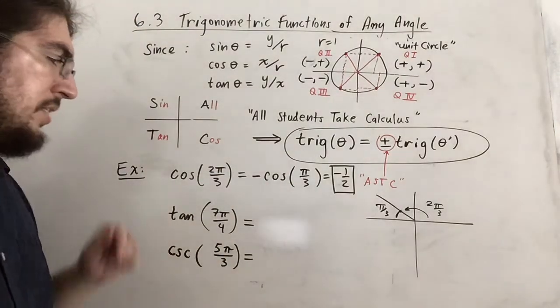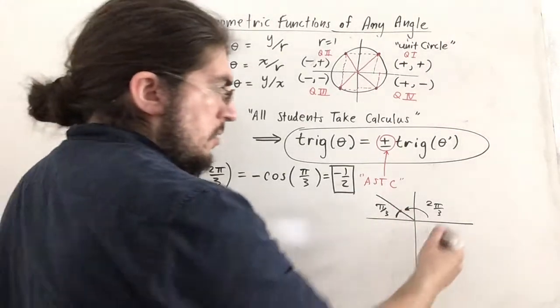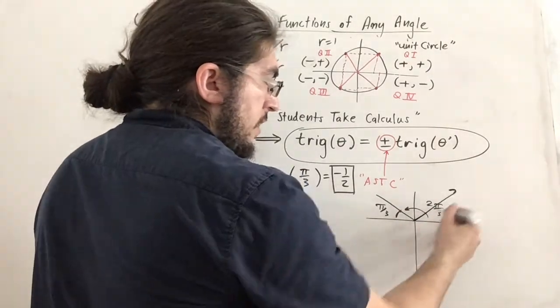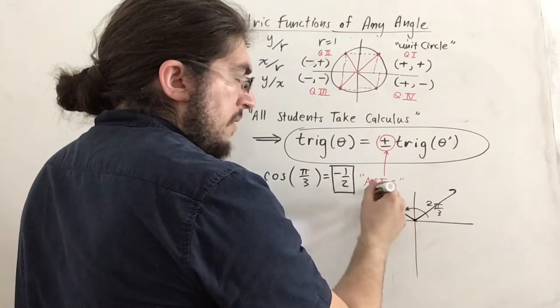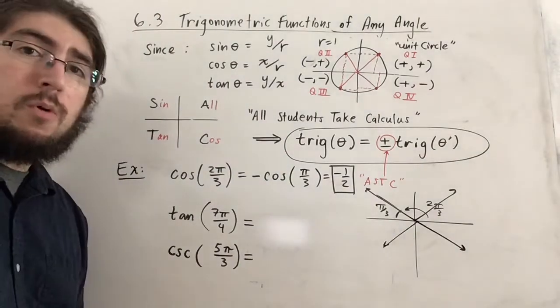So now tangent of 7 pi over 4. Well, let's see. We kind of saw this earlier. So pi over 4 would be here. This would be 3 pi over 4. Then this would be 5 pi over 4. This is 7 pi over 4. So that's in the fourth quadrant.